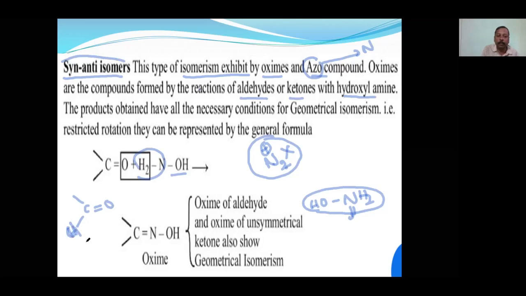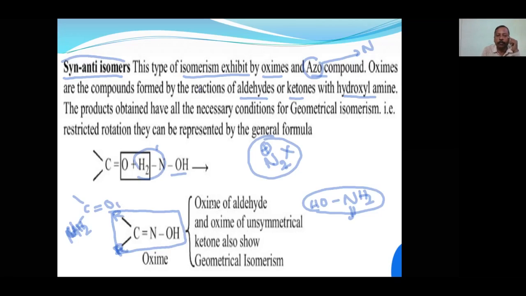If I write chlorine, now it will be acid halide. If I write NH2, then now it will be amide. So C double bond O is not always a ketone; it can be many things depending on what groups are attached. Then H2O will be eliminated, resulting in the oxime. If I write hydrogen here, then it will be aldoxime. If I write alkyl groups on both sides, then it will be ketoxime.